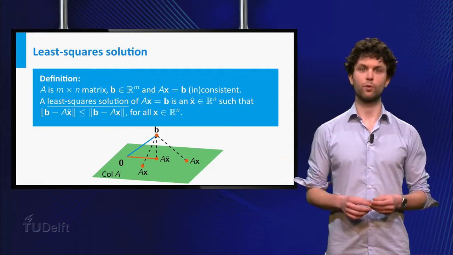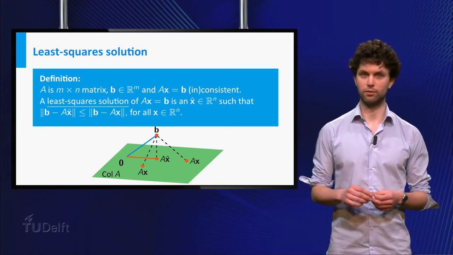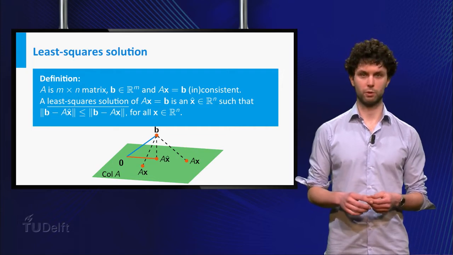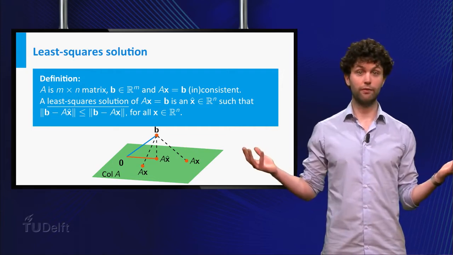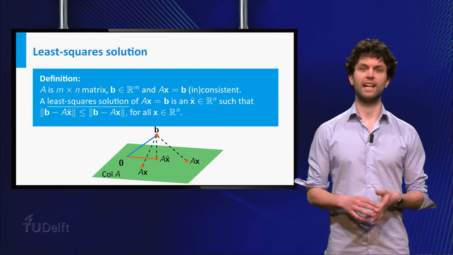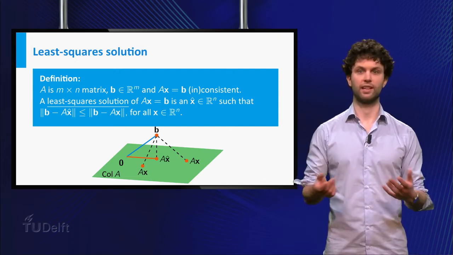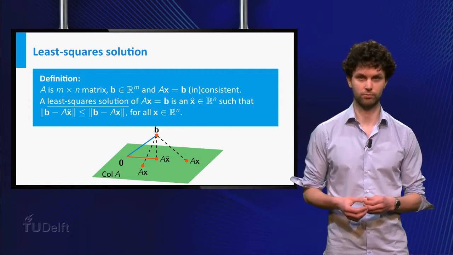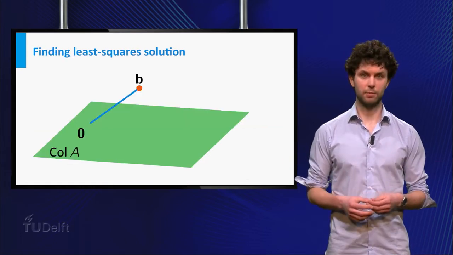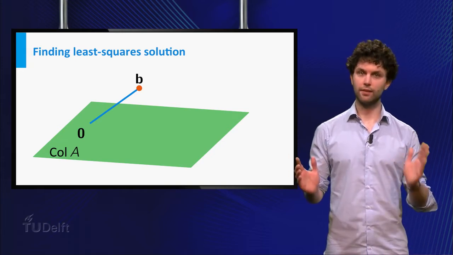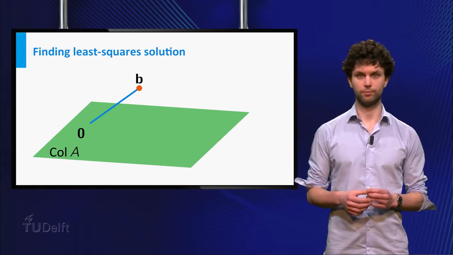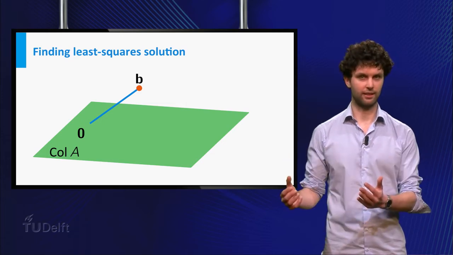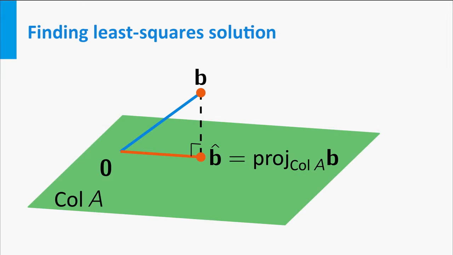The terminology least squares stems from the fact that the distance between two vectors is the square root of a sum of squares. So, how do we find this least squares solution? Well, the idea behind the method of least squares is connected to the theory of orthogonal projections. Recall that the system Ax = b is consistent if and only if b lies in the column space of A. Now, suppose b does not lie in the column space of A. We know that the vector in the column space of A which is nearest to b must be the orthogonal projection of b onto the column space of A. Let's denote that vector by b hat.